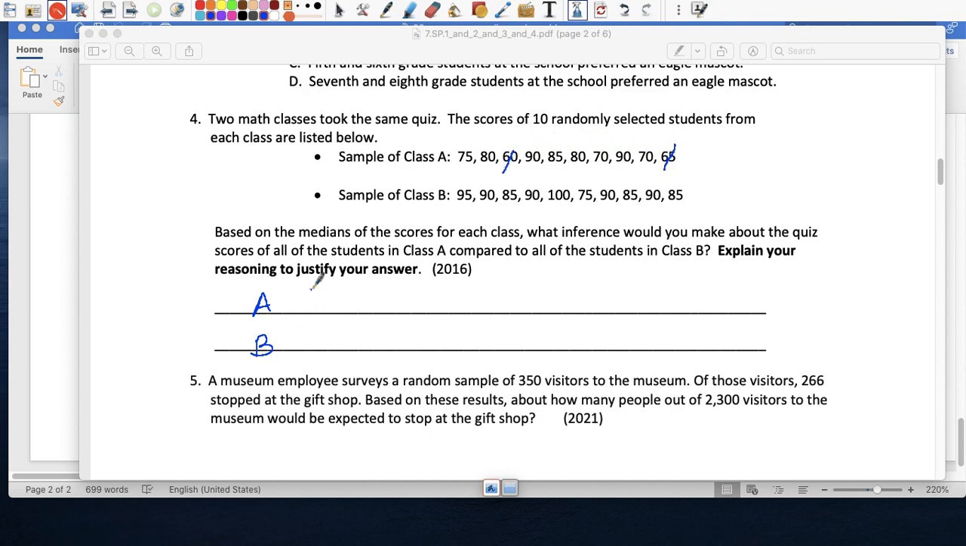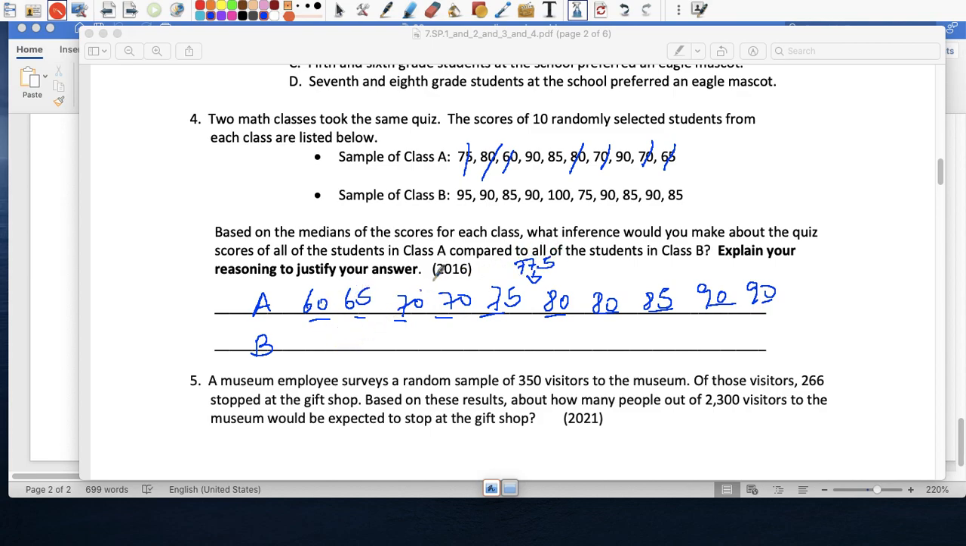60, 65, 70, 70, so 2 70s. 75, 80, 80, 80, and then 85, 90, 90. So the median, right? If you go from here, we have 1, 2, 3, 4, 5, and 1, 2, 3, 4, 5. So the median is right here. So 75 plus 80, add them up, divide by 2. You got 77.5. So the median for class A is 77.5.